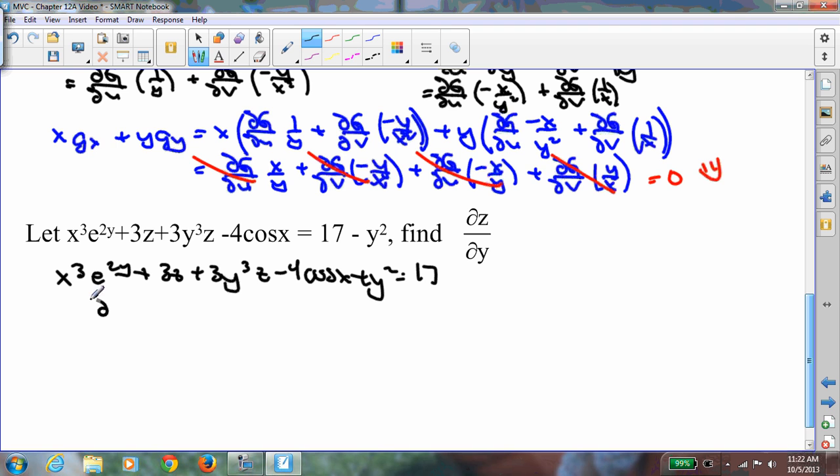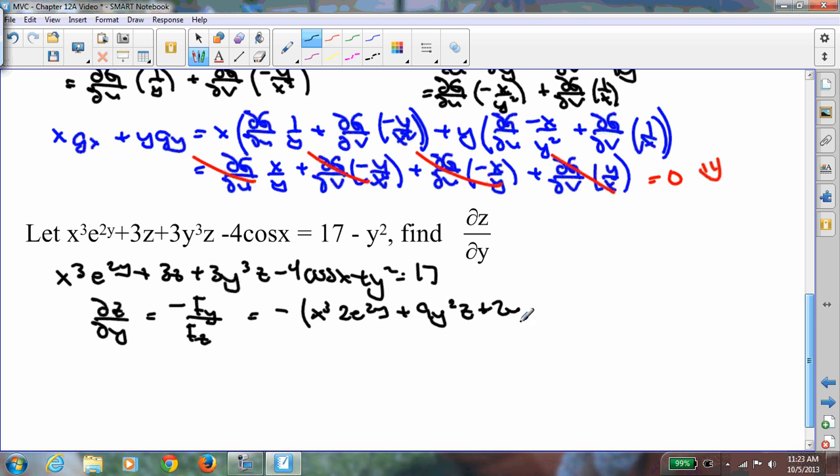And so my partial of z with respect to y is going to be the opposite of the partial with respect to y over the partial with respect to z. So let me just start from the top. X cubed times 2e to the 2y plus 9y squared z plus 2y. I think that's it. All over partial with respect to z, which is going to be 3 plus 3y cubed. And that's it.